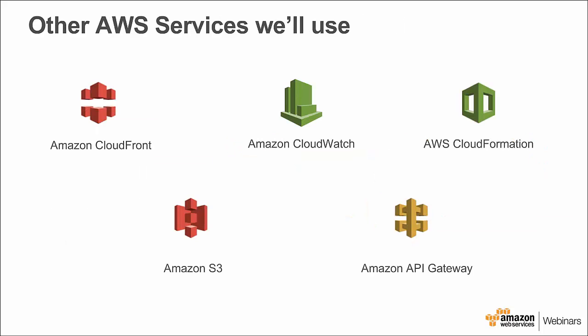AWS WAF connects seamlessly with the whole AWS ecosystem. You'll also see in our demos today use of CloudWatch. The AWS WAF publishes its own CloudWatch metrics for visibility. Some of the protections that we're demoing actually add some additional custom metrics to give you even more visibility into what's going on inside the protection services.